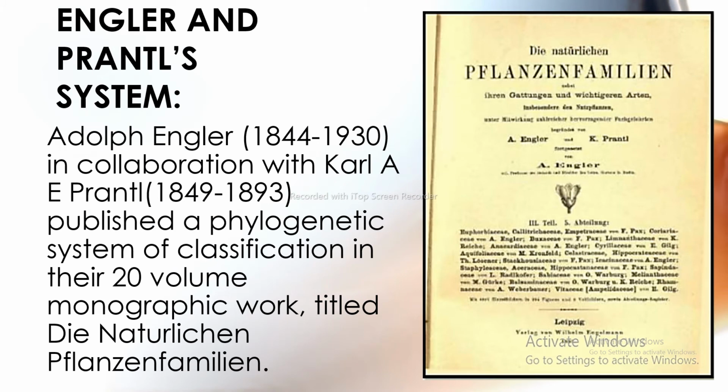Engler and Prantl's system: Adolf Engler 1844 to 1930 in collaboration with Karl Prantl 1849 to 1893 published a phylogenetic system of classification in their 20-volume monographic work titled Die Natürlichen Pflanzenfamilien, as shown in the figure.